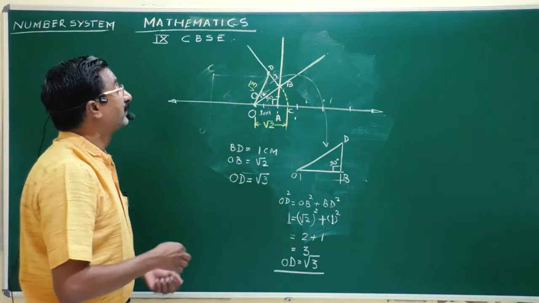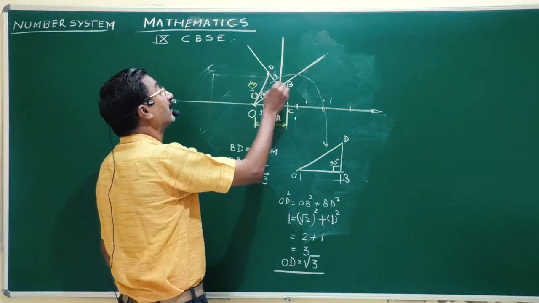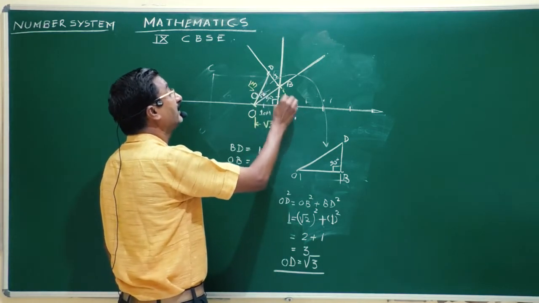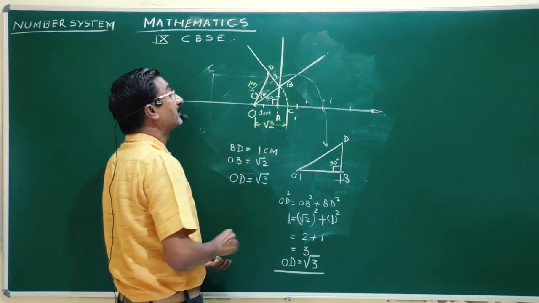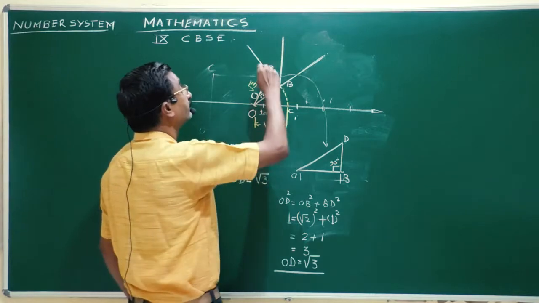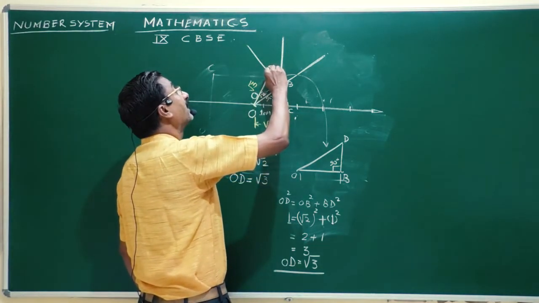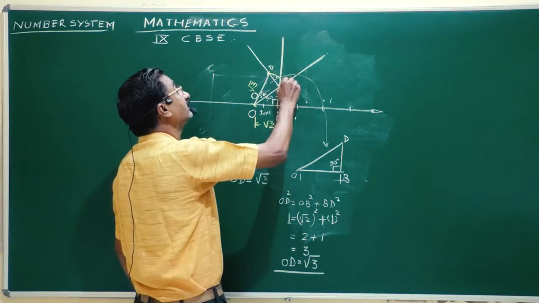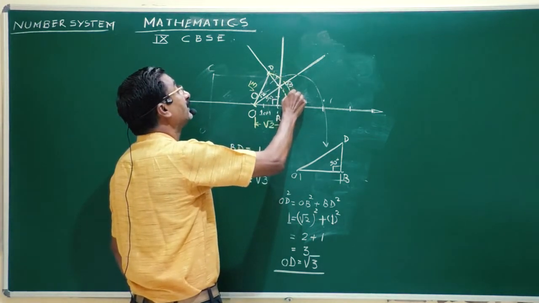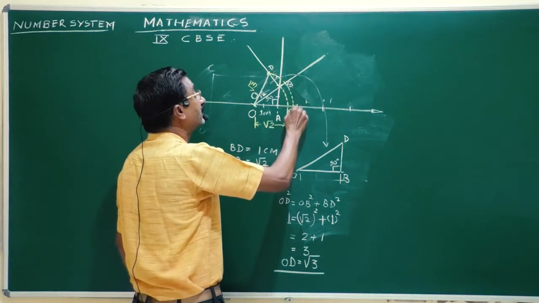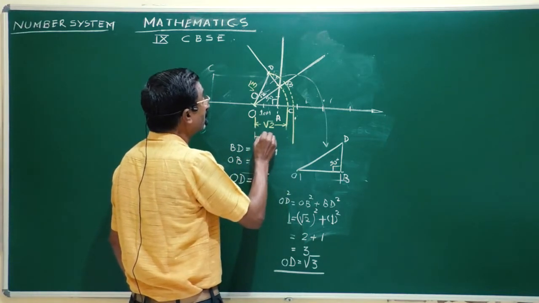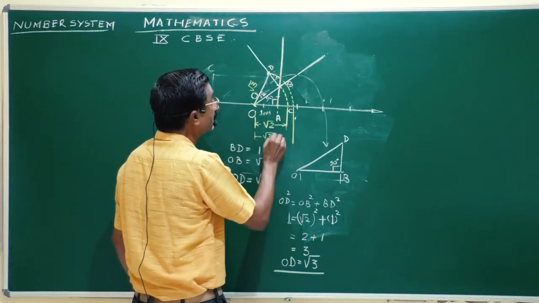Similarly, now we have to mark it on the number line. So under root 3 again can be marked like this. We will keep the compass here, then mark the arc like this. So this is equal to under root 3.